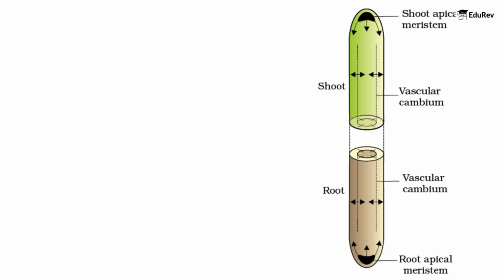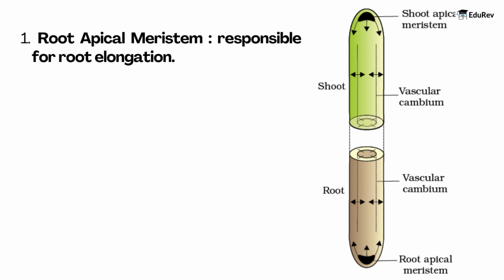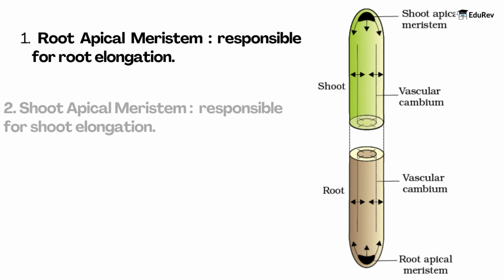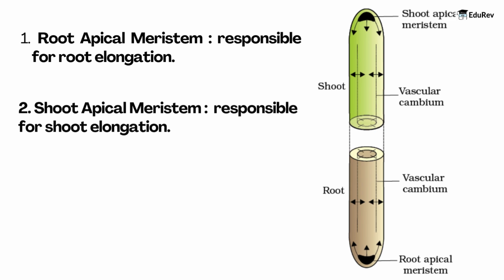You might already know that plants have special tissues that help them grow. These are called meristems. There are two main types you should remember. First, the root apical meristem, which is found at the tip of the root. It is responsible for the elongation of roots, helping them grow deeper into the soil. Second, the shoot apical meristem, located at the tip of the shoot. This meristem is responsible for the elongation of shoots, allowing the plant to grow taller and reach for sunlight.